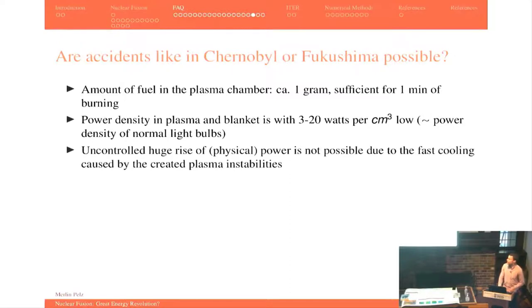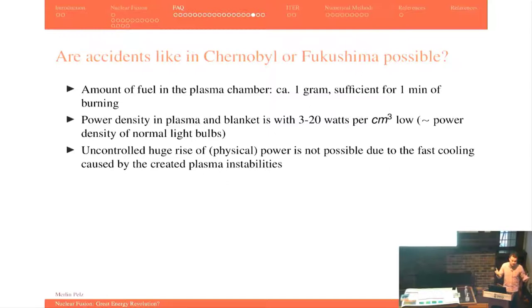And an uncontrolled huge rise of any physical power would actually create a cooling off of all the plasma. We have to heat up the plasma to create energy release and to create this helium ash. But as soon as we have a tiny perturbation, because every ion is coupled with each other in the plasma state, this tiny perturbation quickly cools off everything. Everything stops. Nothing is happening anymore.